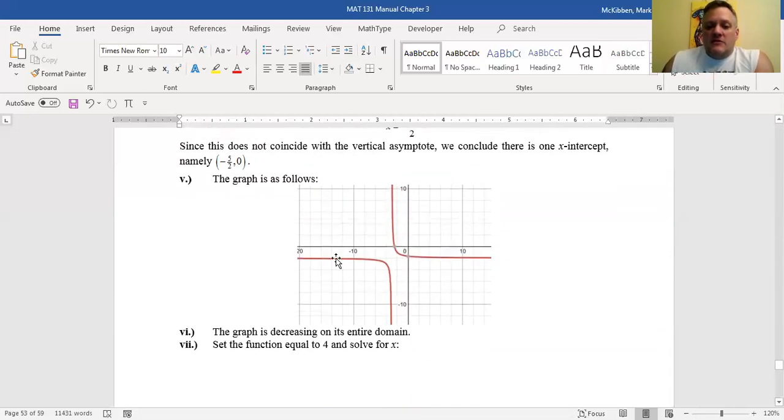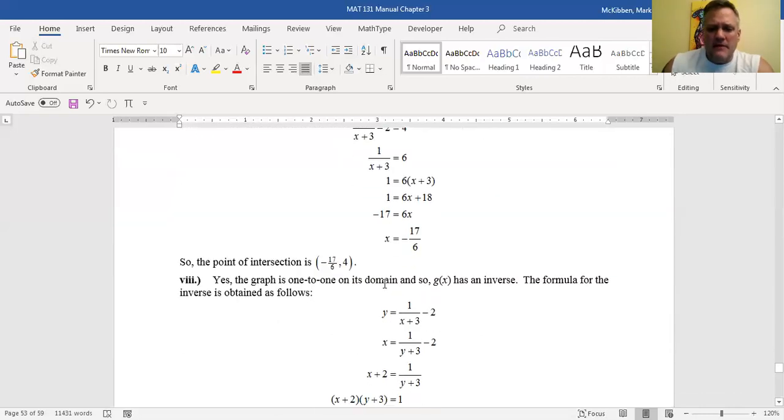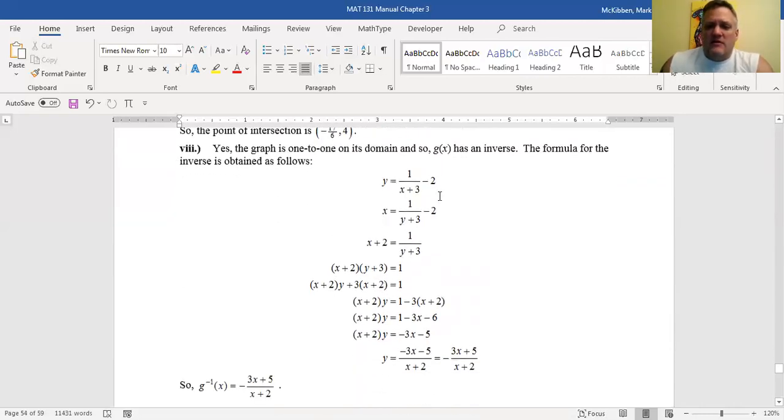Finally, is this function invertible? Yes, the answer is yes. Even though these look like they're horizontal, they're not. They're constantly getting smaller, although the rate at which they're doing so is getting very small. But nevertheless, the graph passes the horizontal line test, and so it's 1-to-1. That means it's going to have an inverse.